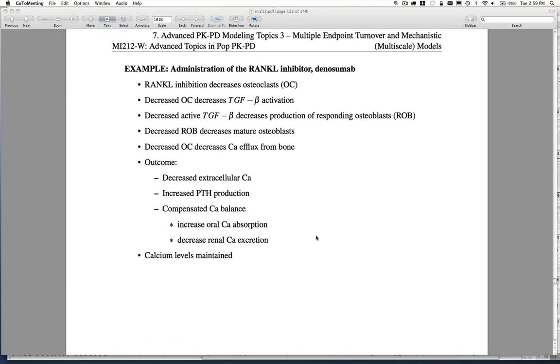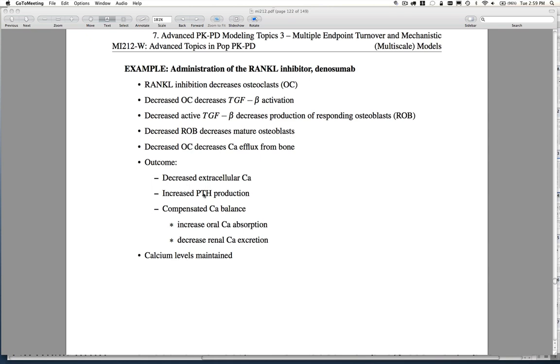And so that's what happens, but you can imagine that if you decrease the amount of bone that's being chewed up, you're then secondarily going to decrease the amount of calcium that's being released from the bone back into circulation. So one of the observations made during these studies was a transient decrease in calcium in the plasma.